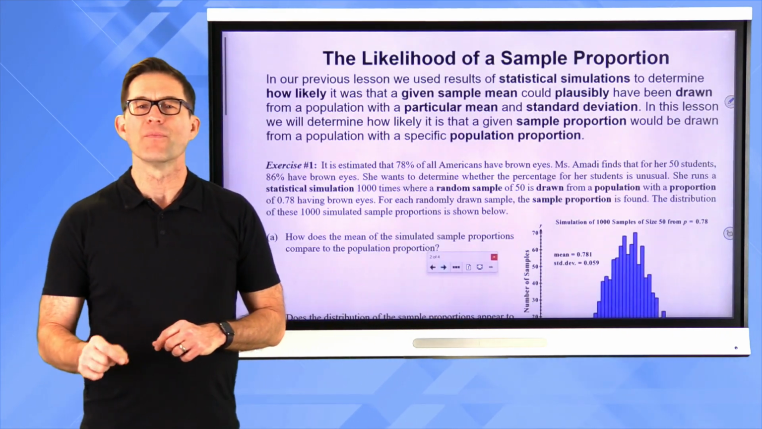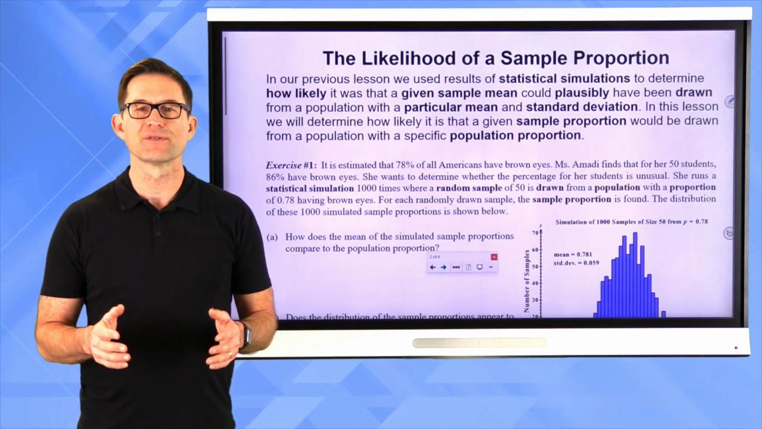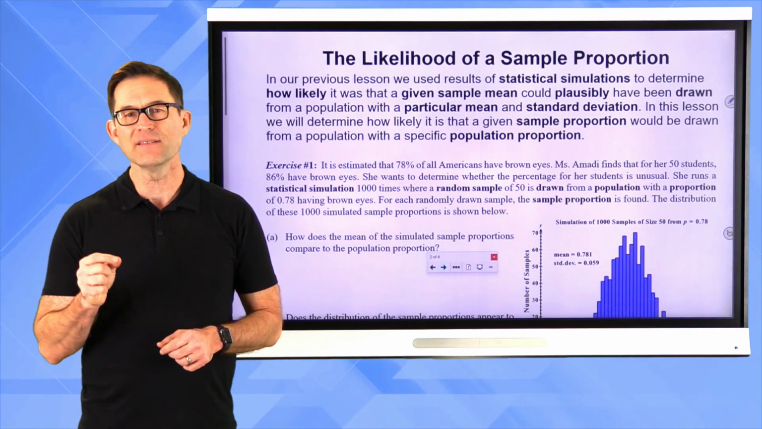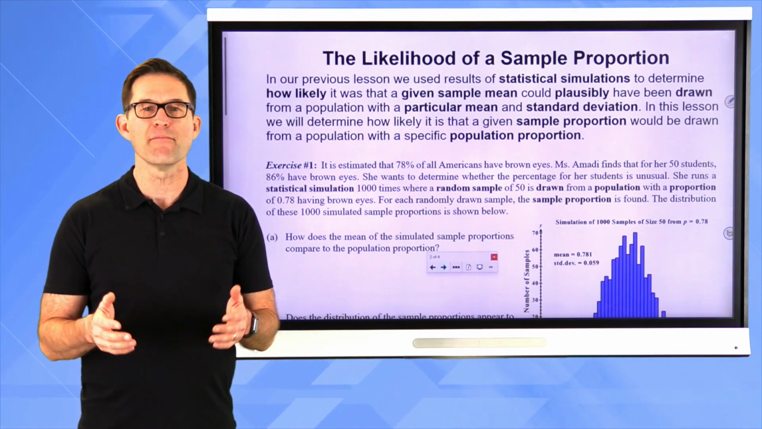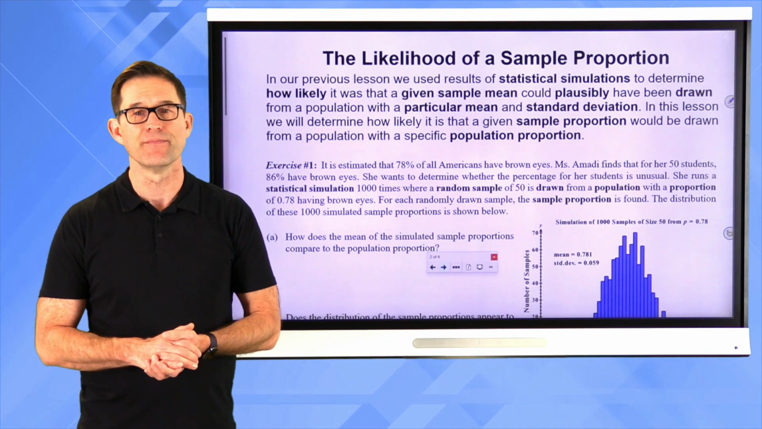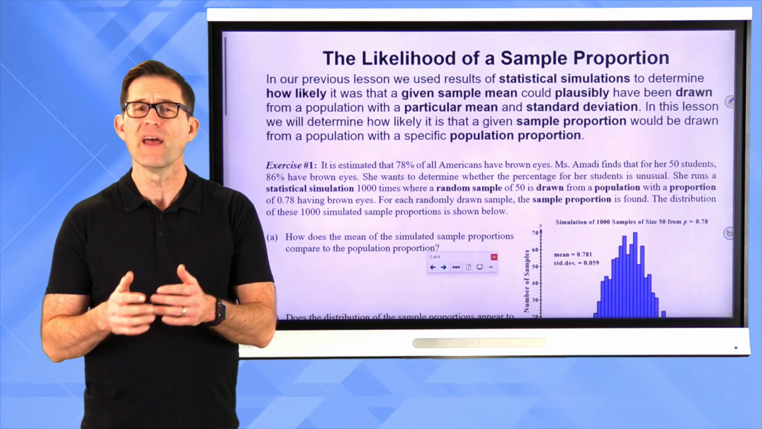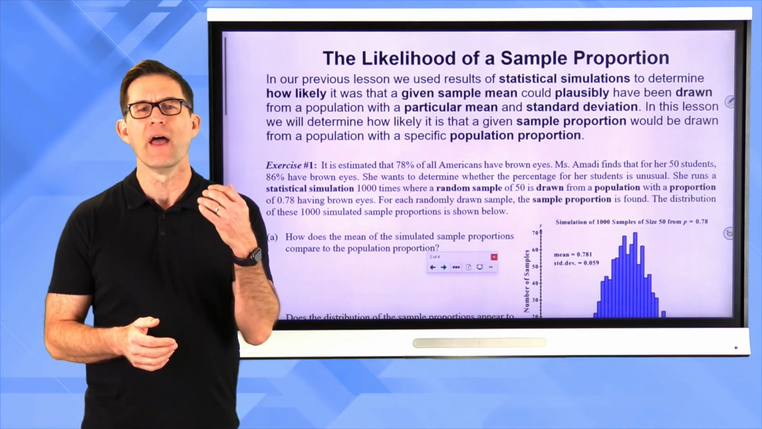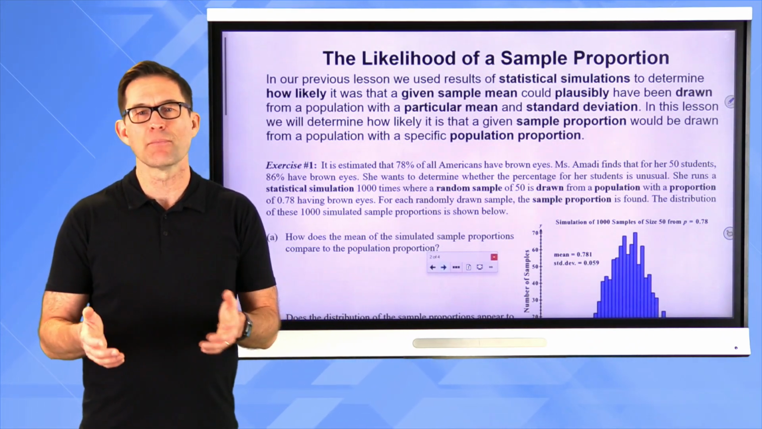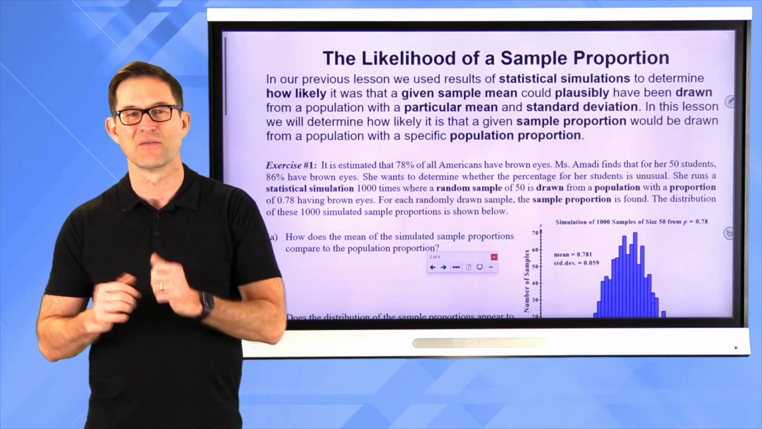Alright, now the likelihood of a sample proportion. In our previous lesson, we used results of statistical simulations to determine how likely it was that a given sample mean could plausibly have been drawn from a population with a particular mean and standard deviation. In this lesson, we will determine how likely it is that a given sample proportion, and when I say sample proportion, you can think of as a percentage that falls into some category, right? That a given sample proportion would be drawn from a population with a specific population proportion.